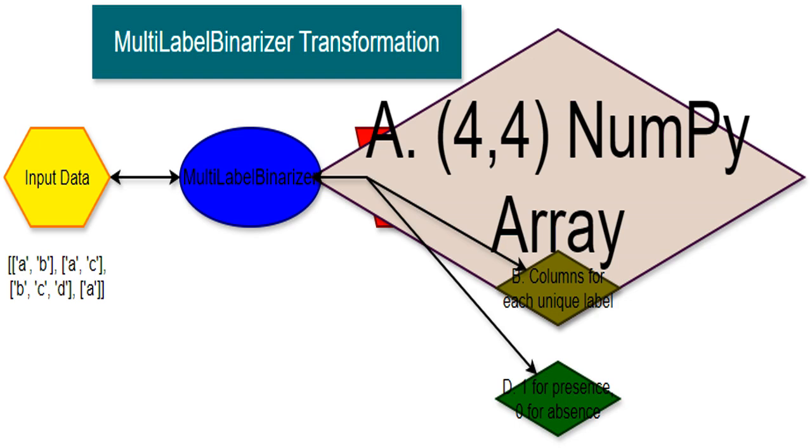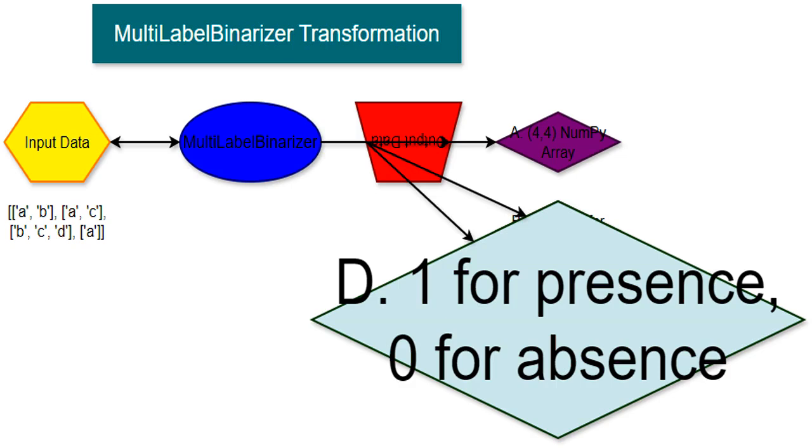This one focuses on the overall shape and type of the output. It's saying the result will be a 4x4 matrix, 4 rows, 4 columns, and that matrix will be a NumPy array, a standard data structure in Python for numerical computations. The numbers 4 and 4 represent the number of samples and the number of unique labels, respectively.